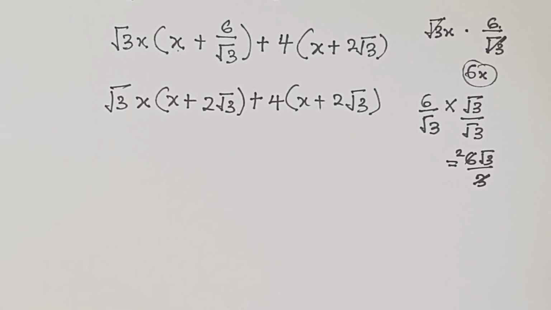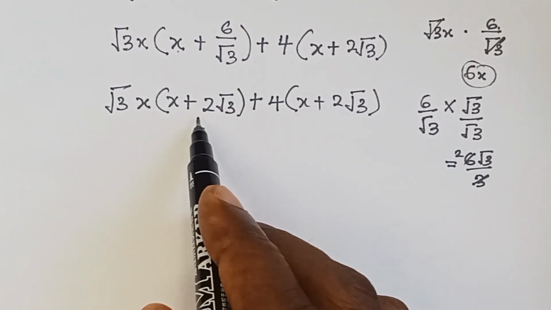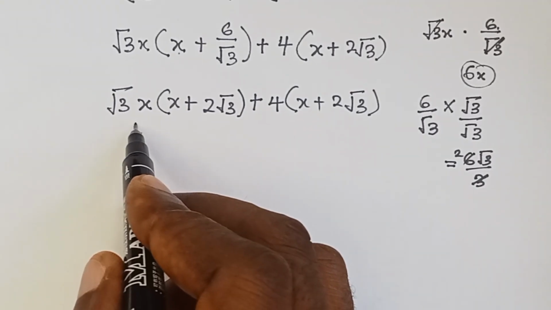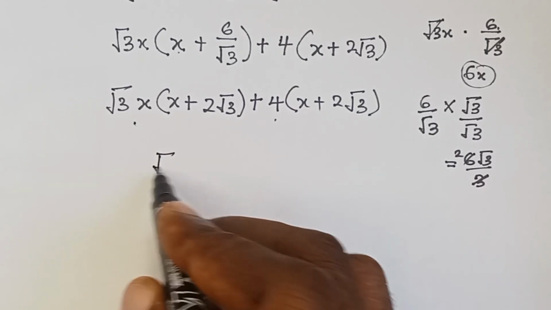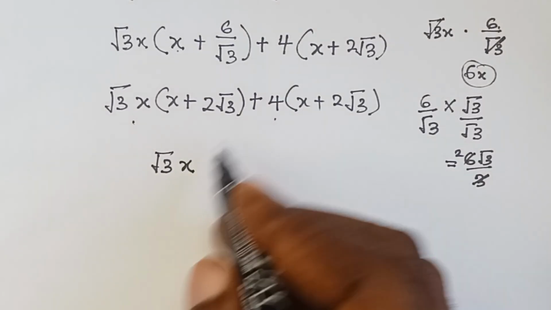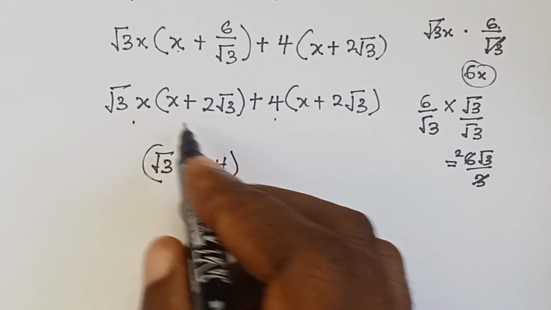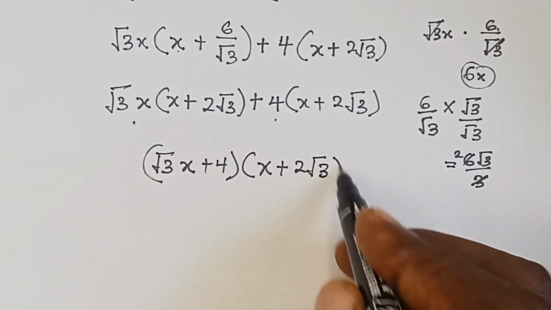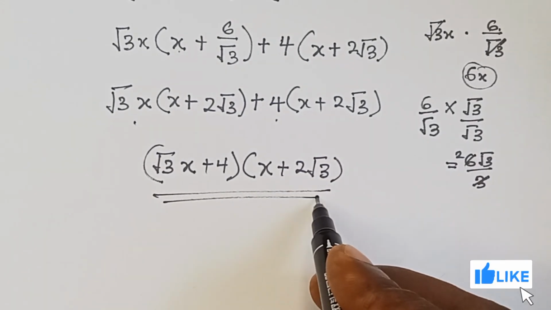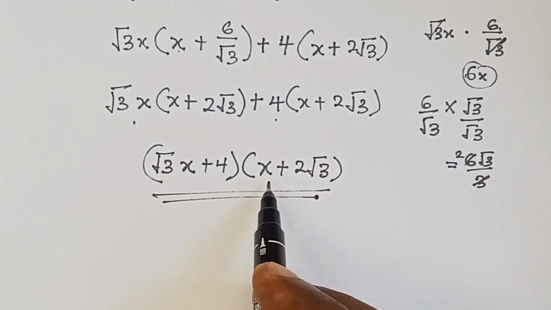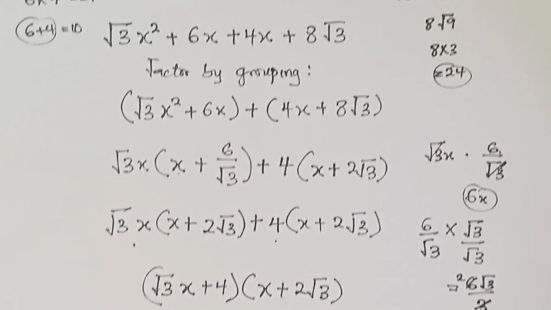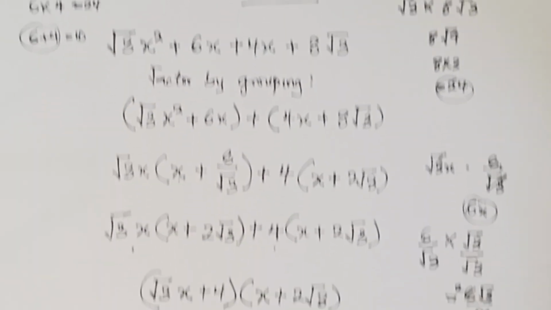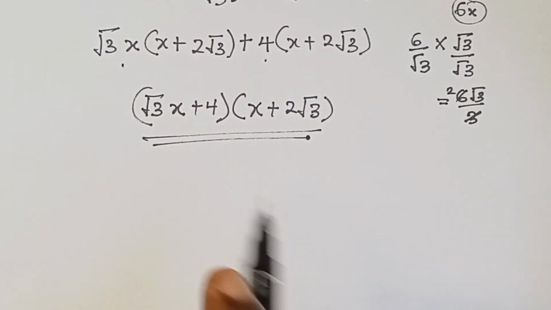Now we can see that our brackets are the same. What we have in this bracket is the same thing as what we have in this bracket. Then we put this and this together. That is square root of 3x plus 4. And then we take one of these two brackets, x plus 2 root 3. Okay, this is our final answer. By the time we expand this, we are going to get this. By the time we expand that, we're going to get this. So that is our final answer.